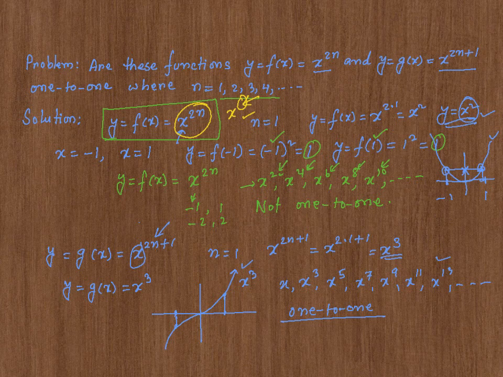On the other hand, if you have a function like this where the exponent is an odd number, by the way, the function is going to be one-to-one, because any two distinct values, any two different values for x will give you two different values for y.